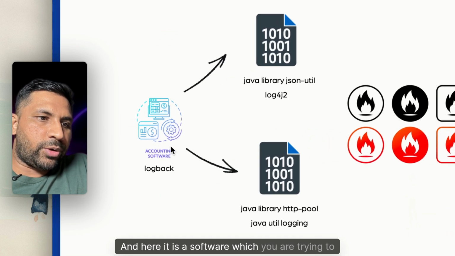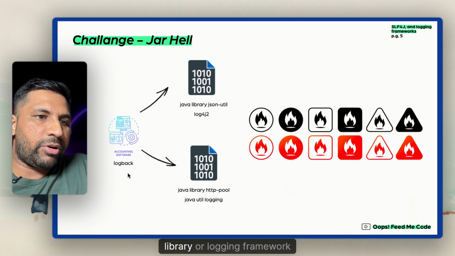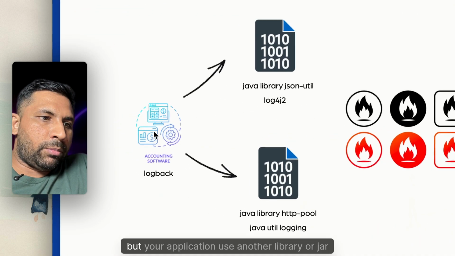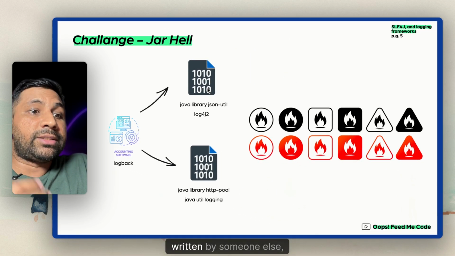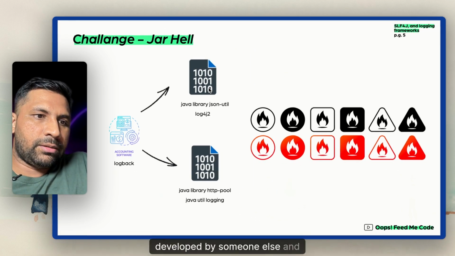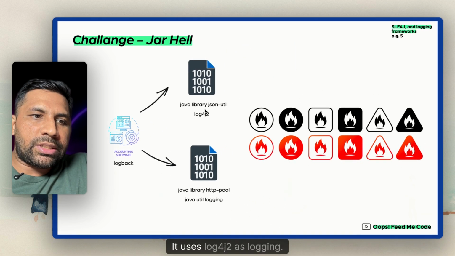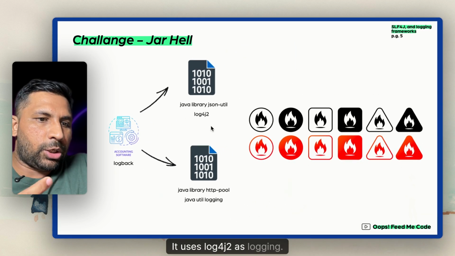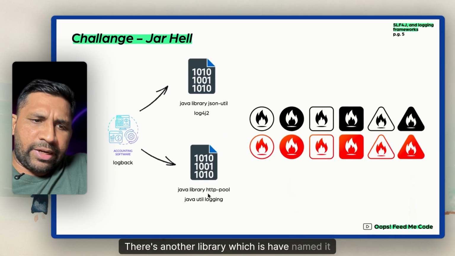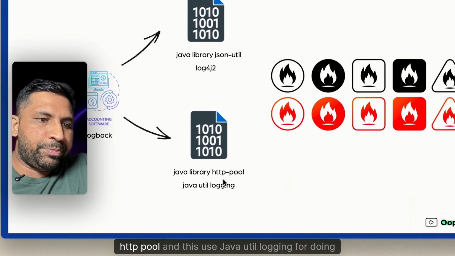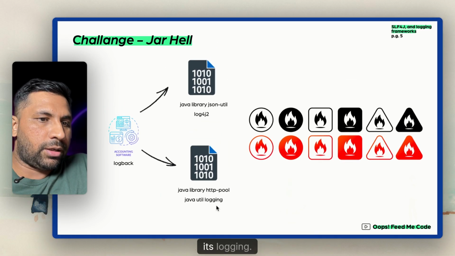This is one of the challenges, which I have named jar hell. Here is a software which you are trying to build, and you want to use Logback as the logging library or logging framework. But your application uses another library or jar developed by someone else, and let's call it the JSON Util library. It uses log4j for logging. There's another library, which I've named HTTP pool, and this uses Java Util Logging for doing its logging.